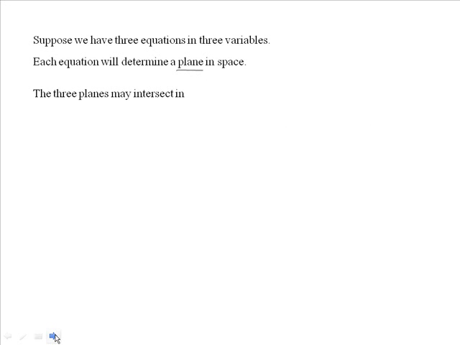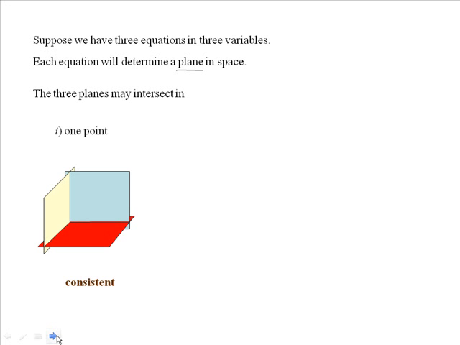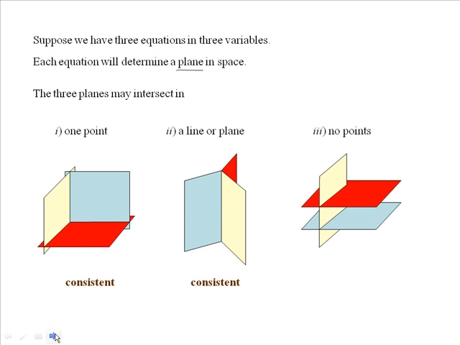Now suppose we have three equations and three variables. Each equation will then determine a plane in space. Two variables give us a line, and three variables give us a plane. The three planes can intersect in one point, and then it's consistent, in a line or a plane, and then it's still consistent, or in no points, and then it's inconsistent.